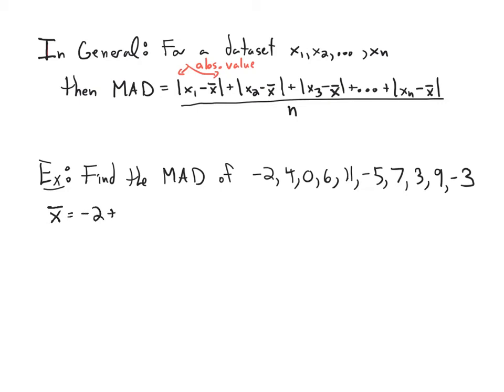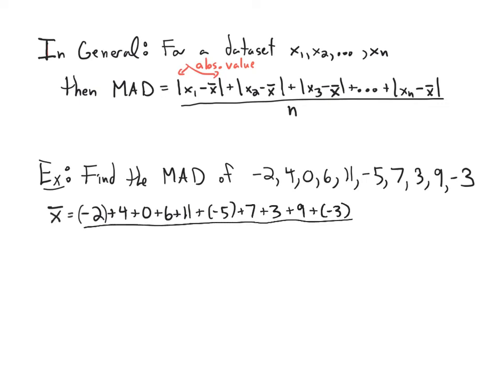We'll add together all entries. Maybe I'll put brackets around the -2 here. Plus 7, plus 3, plus 9, plus -3. And how many data points is that? That is 1, 2, 3, 4, 5, 6, 7, 8, 9, 10. So what does our numerator end up being?